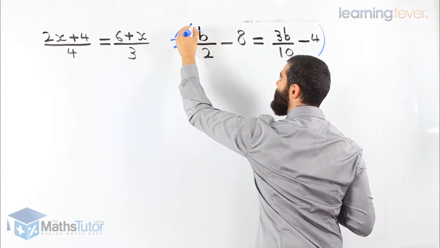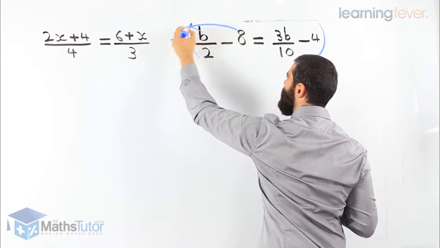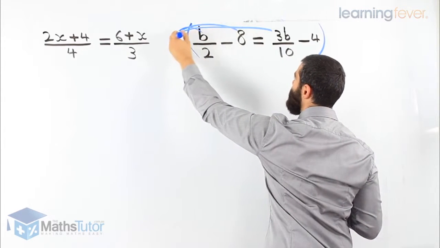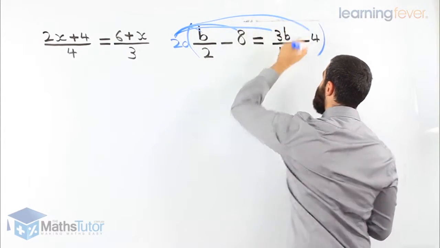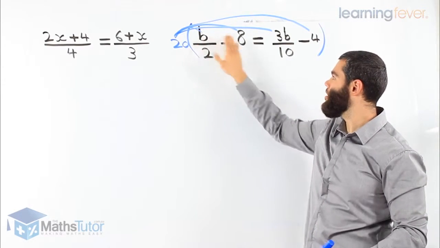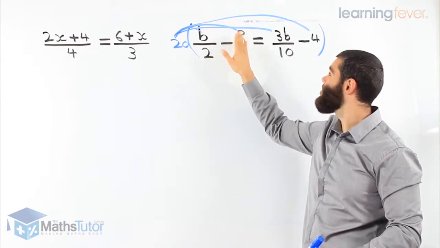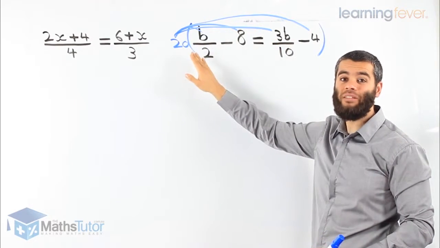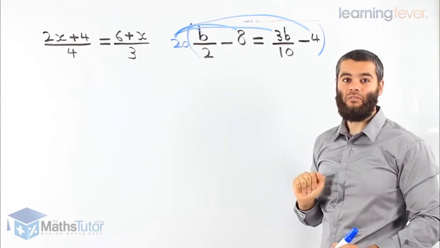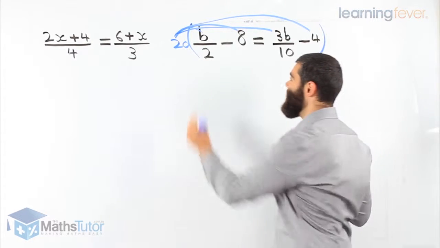20 times b, 20 times negative 8, 20 times 3b, and 20 times negative 4. Now, let's do that.